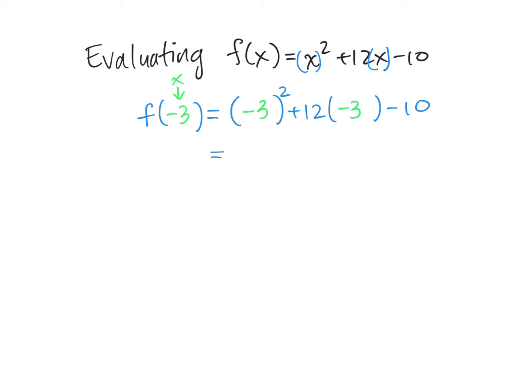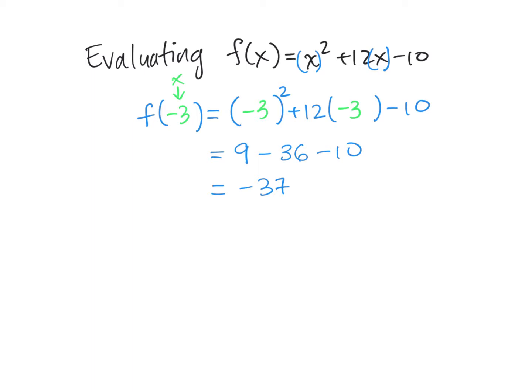So we all recall that negative 3 squared is positive 9. 12 times negative 3 is minus 36, minus that 10. And I'm getting negative 37. Full disclosure, I kind of did that in my head, so I might be wrong. I'm going to be embarrassed if I'm wrong, but I don't want to check it anyway. So that's not the point.